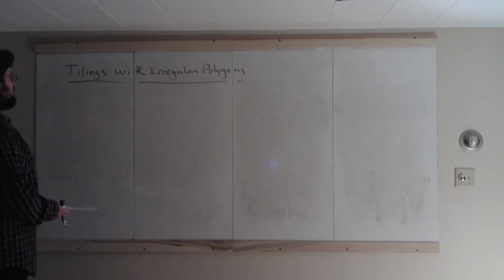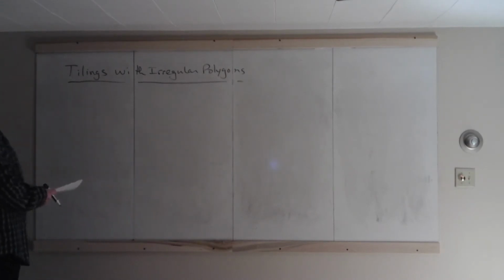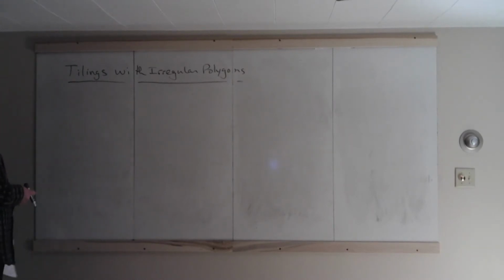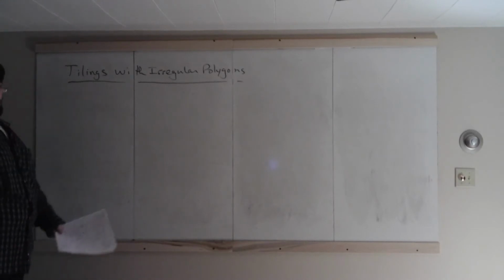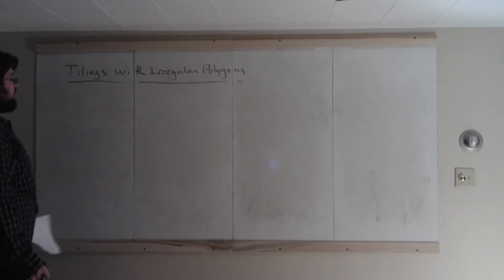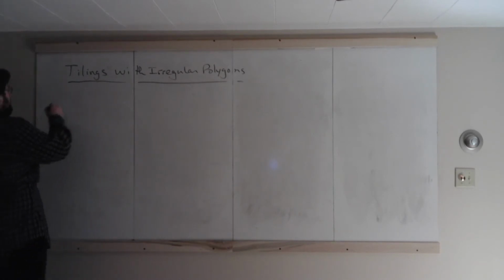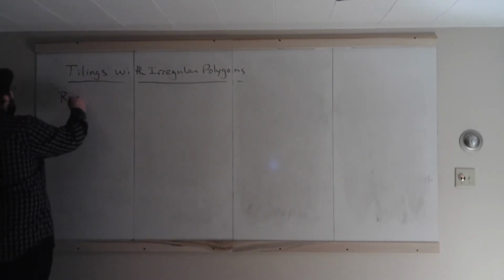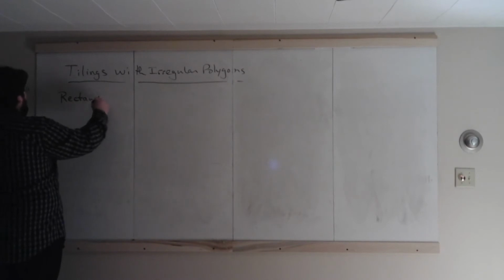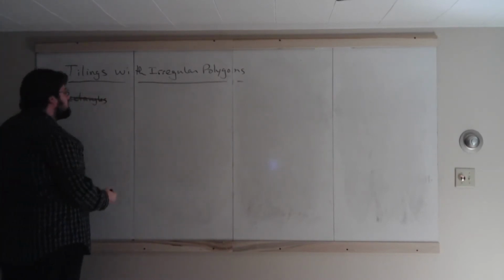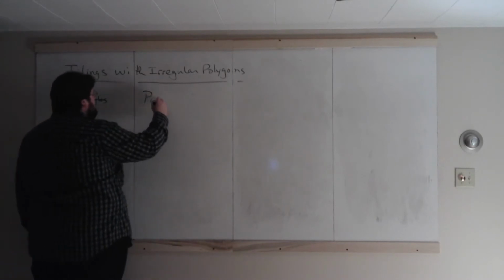So the next question: we tiled with regular polygons, polygons where all the sides were the same and all the angles were the same. What about tilings with irregular polygons? So polygons where the sides may not be the same length or the angles may not be the same. Well, first, let's talk about rectangles. No, let's not talk about rectangles. Let's talk about parallelograms, and then talk about rectangles.